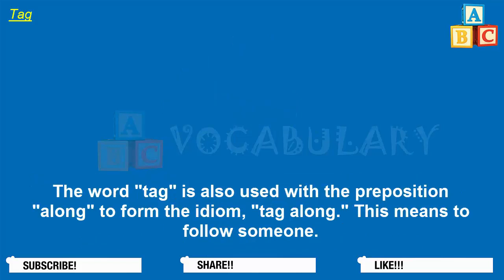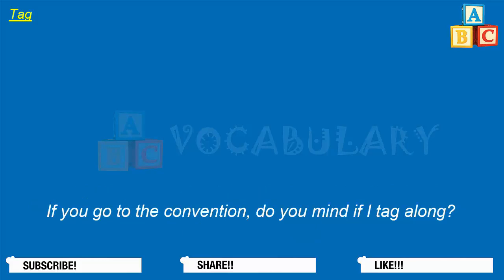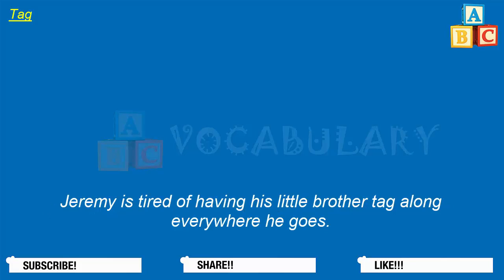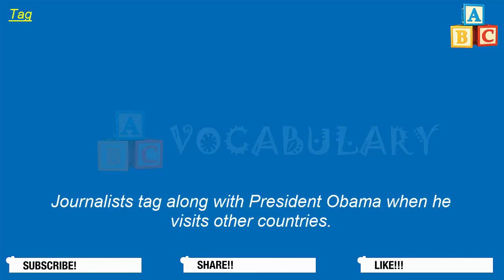The word tag is also used with the preposition along to form the idiom tag along. This means to follow someone. If you go to the convention, do you mind if I tag along? Jeremy is tired of having his little brother tag along everywhere he goes. Journalists tag along with President Obama when he visits other countries.